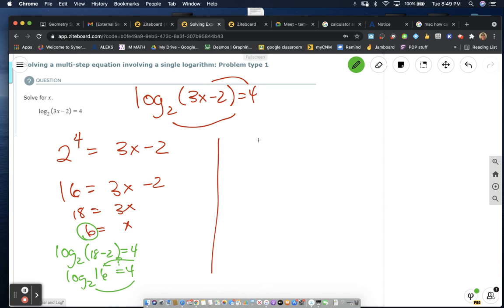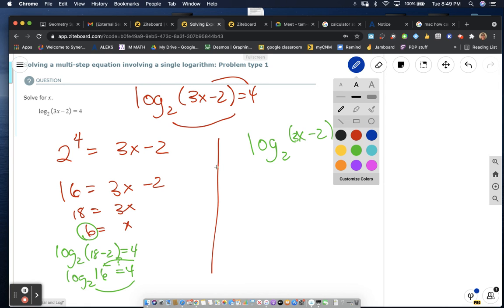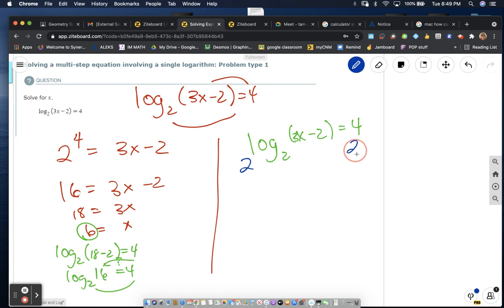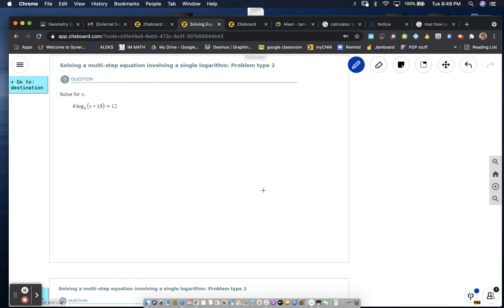The other way, log 2 of 3x minus 2 equals 4. To get rid of the log, you exponentiate. So we write a little 2 underneath here. It cancels out, and you get 3x minus 2 equals 16. 2 to the 4th is 16. Same problem. Pretty cool, right?